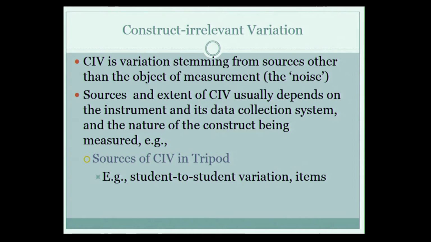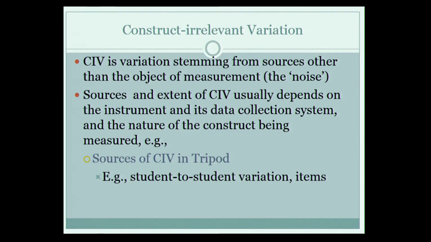So I'll abbreviate construct-irrelevant variation using CIV because it's a pretty long term. So CIV is variation stemming from sources other than the object of measurement. Or generically you can think of it as the noise, the stuff that gets in the way of measuring what you really want to measure. And so the sources and extents of CIV are heavily dependent on the instrument and the data collection system, but also the nature of the construct being measured.